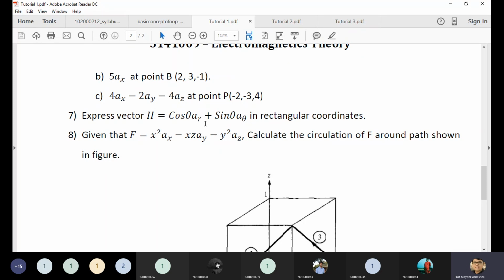You have to express the vector in a rectangular coordinate system, and the vector given is now in a spherical coordinate system. So the matrix is already derived. You have to just multiply with cos theta and sin theta. The reason is the AR component is given, the A theta component is given, and the A phi component is 0. So cos theta, sin theta and 0, use the matrix, multiply it, and you can convert into a rectangular coordinate system.